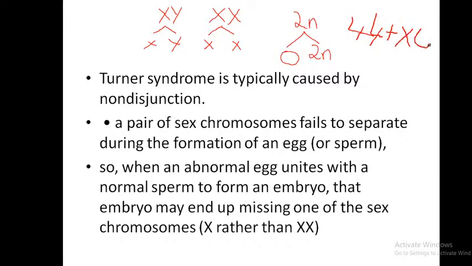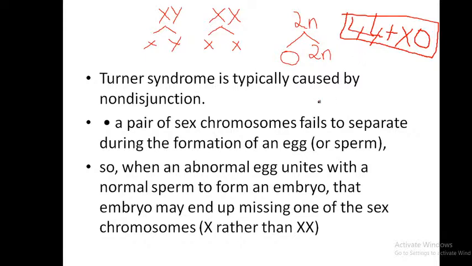One X will be missing. This is the chromosome composition of the individual suffering from Turner syndrome. They have 44 autosomes, but one X will be missing. So they will be females, but they are sterile, because this is related to the sex chromosome.